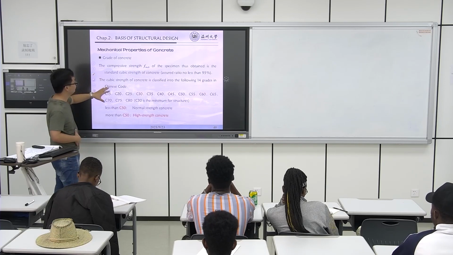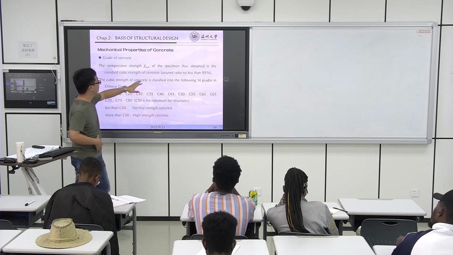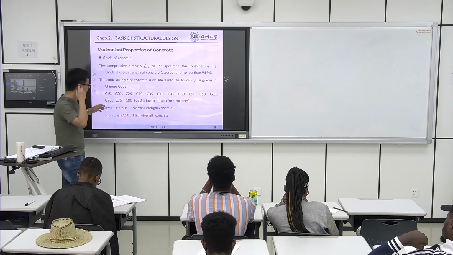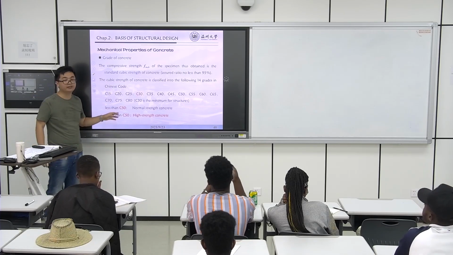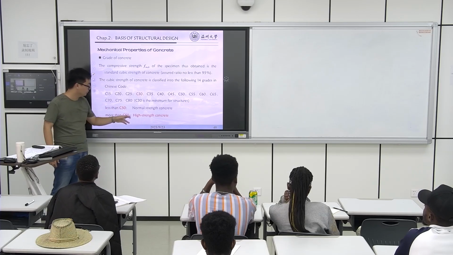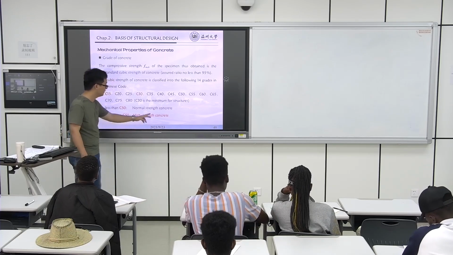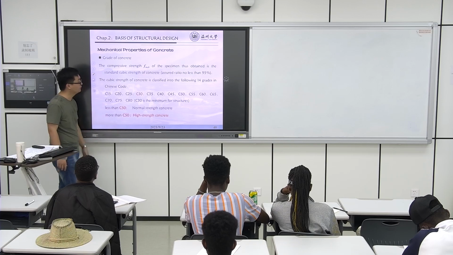Okay. And look here, the compressive strength should be no less than 95%. And there is an important concept: if the concrete compressive strength is larger than 50, we name it high strength concrete. Less than 50 is normal strength concrete.